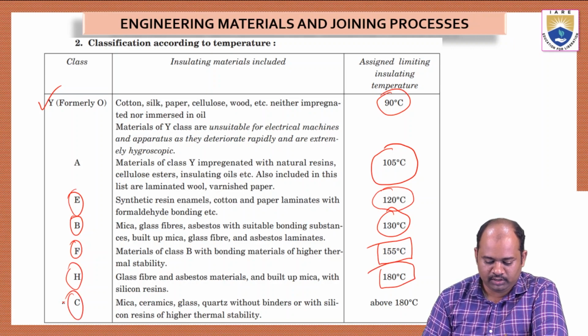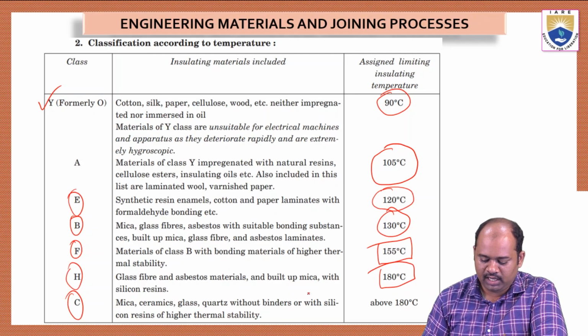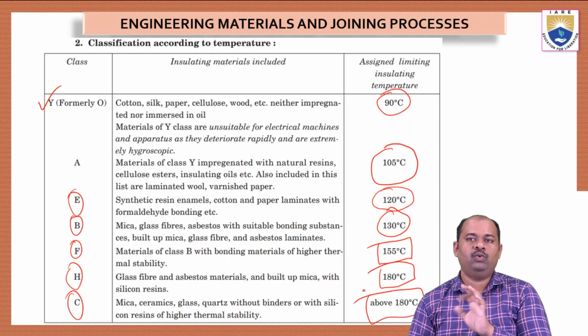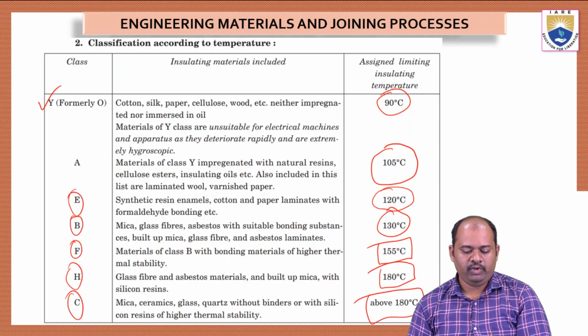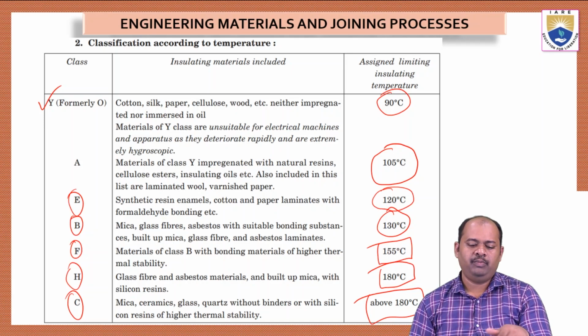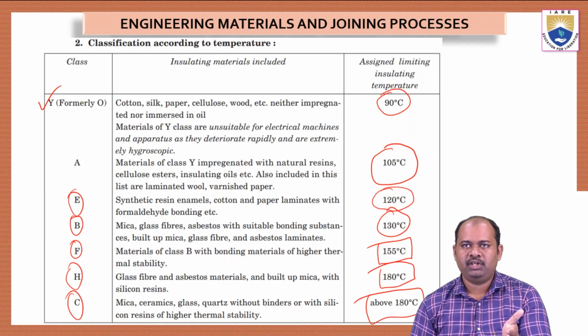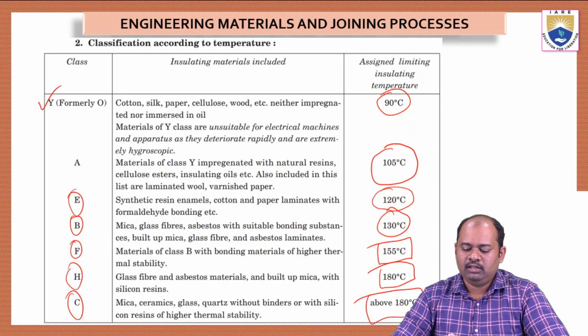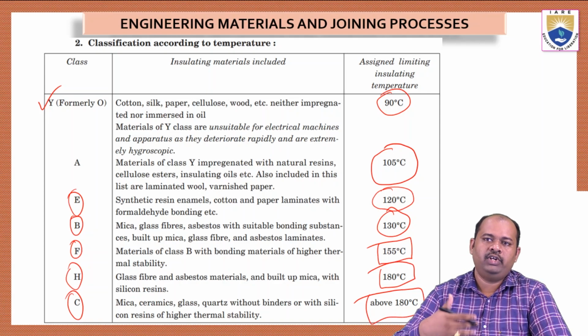And we have C class also. These are mica, ceramics, glass, quartz, etc. These are all good insulators even above 180 degrees centigrade. So when we are designing for higher temperature environments, we should always go for C class, depending on the temperature conditions. If there is no temperature condition, we should go for Y. Y class is better: cotton, silk, paper, cellulose, wood. These are all normal materials which can be used for insulating electricity. And when the temperature is above 90 degrees or above 180 degrees, we should go for different materials.